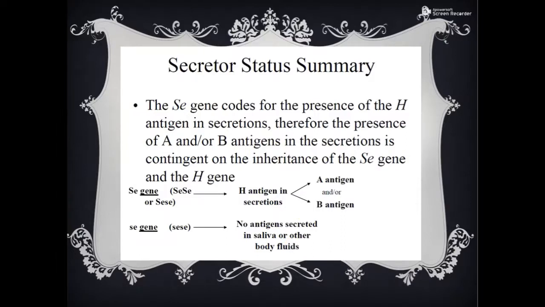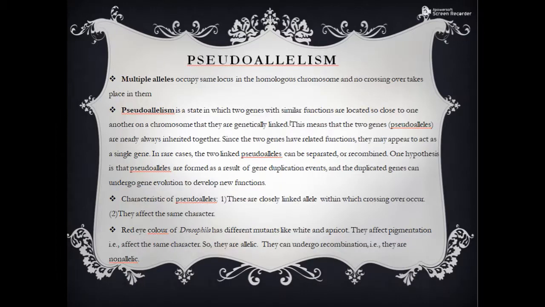We could also talk about two more things called pseudoalleles as well as isoalleles. As I mentioned earlier, in the case of multiple alleles, the alleles should be present in the same locus of the homologous chromosome and no crossing over should take place between them. But there are certain regions where the alleles might show recombination with each other, and so the term multiple allele cannot be used for them. In such cases, we call them pseudoallelism.